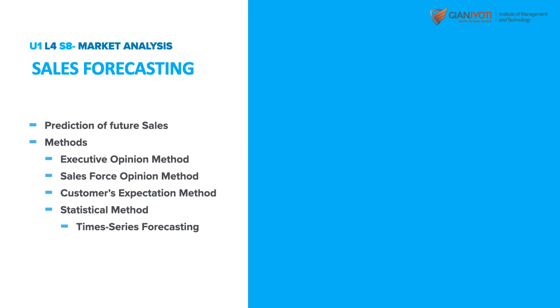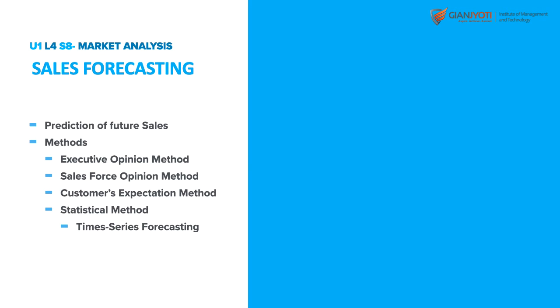So when we talk about sales forecasting, it is very important to predict future sales as the first thing from where we start our marketing efforts. This can be done by various methods which you have already studied. Some of the methods adopted by business houses are the executive opinion method and the sales force opinion method. You ask the executives what their opinion is. The sales force, which is on the ground, you ask them what they think, or maybe the customer expectation method. But for all this, you need the data.